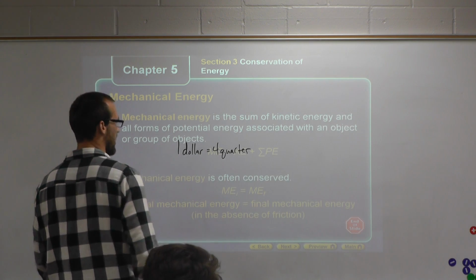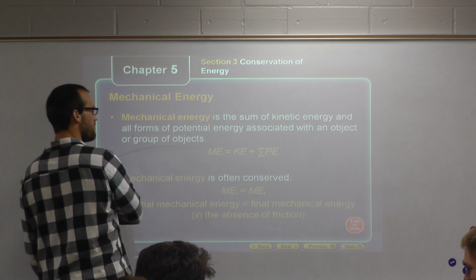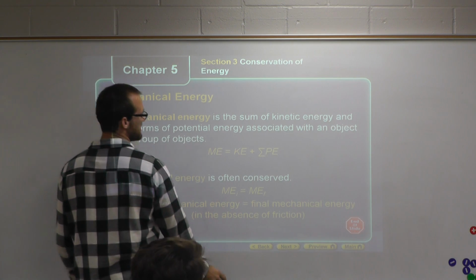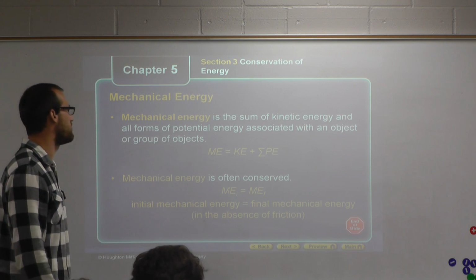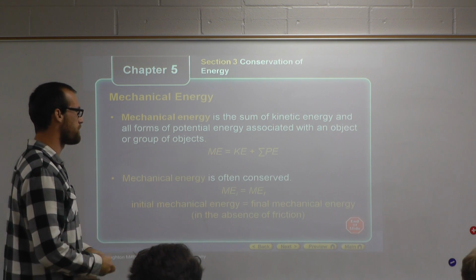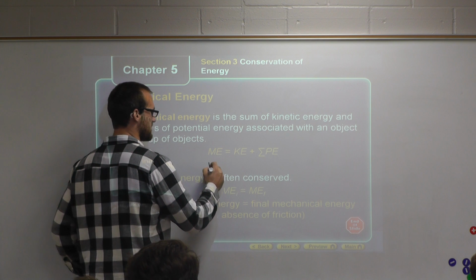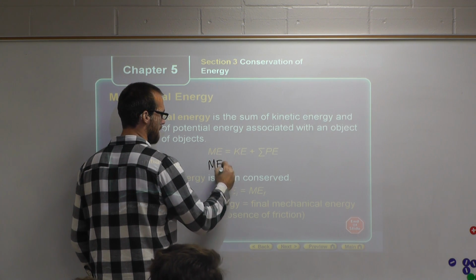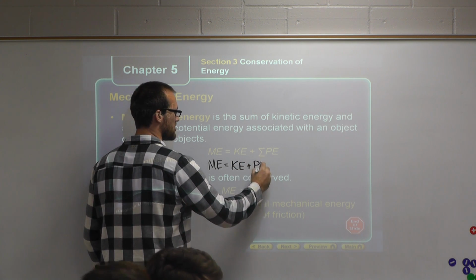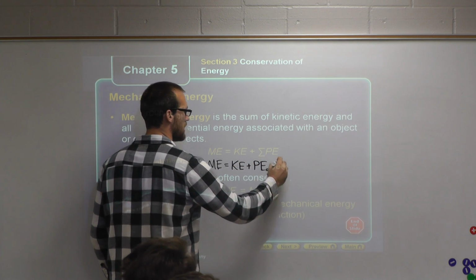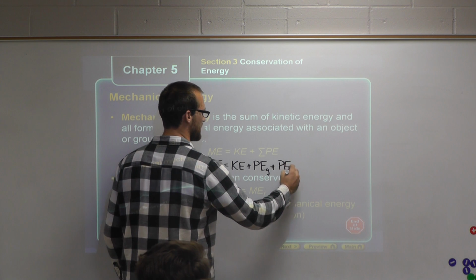Now, this is where it gets fun. There's mechanical energy, the sum of the kinetic energies and all the forms of potential energies associated with the object or group of objects. So if I were to write this out a little bit more, it would be the sum of the kinetic energies plus the potential energy due to gravity plus the potential energy due to the elastic.